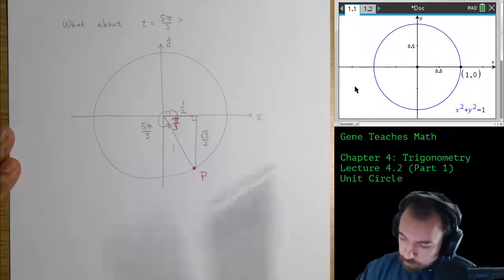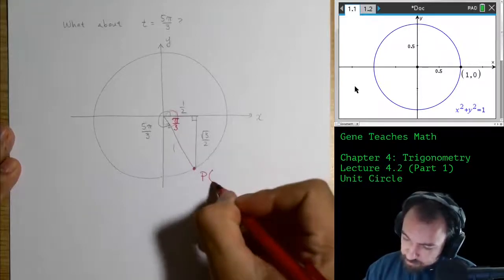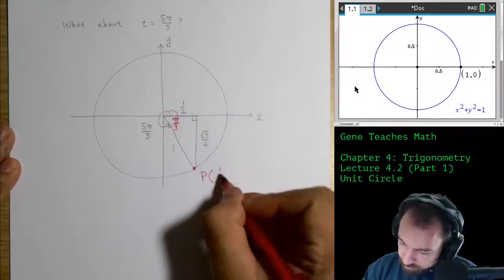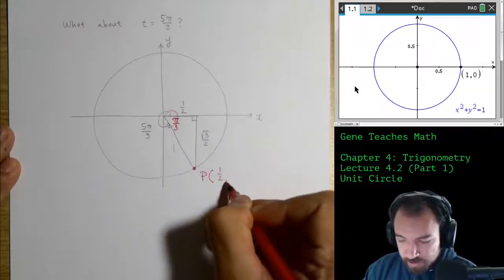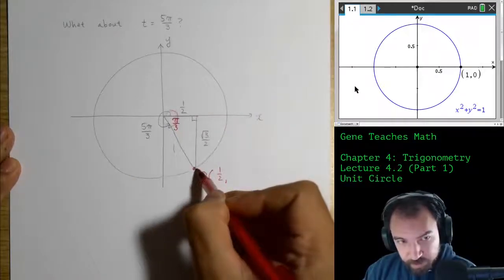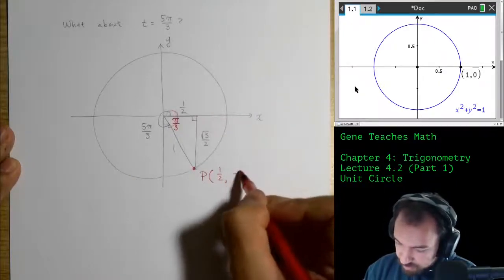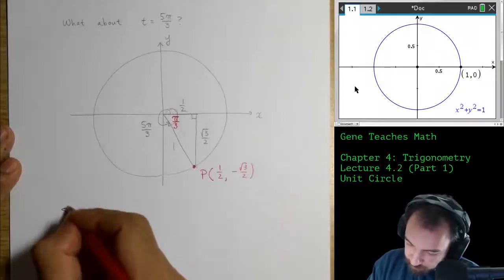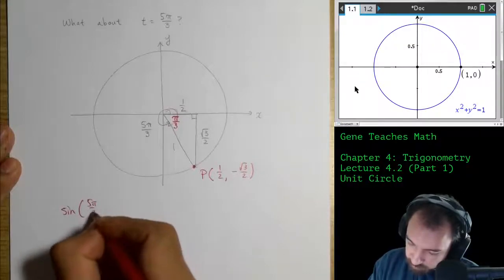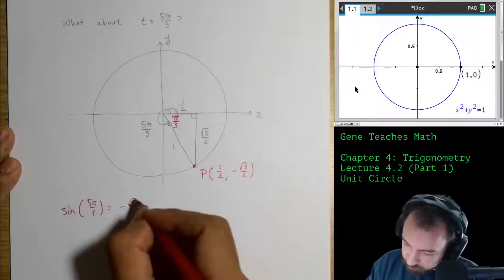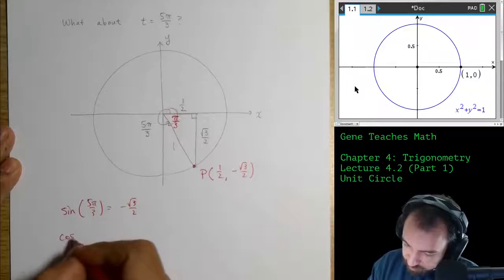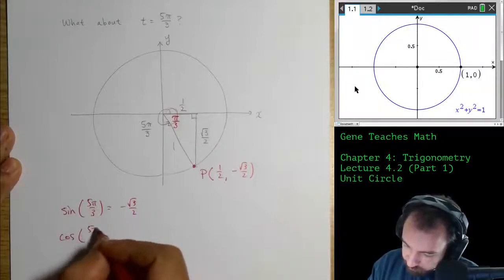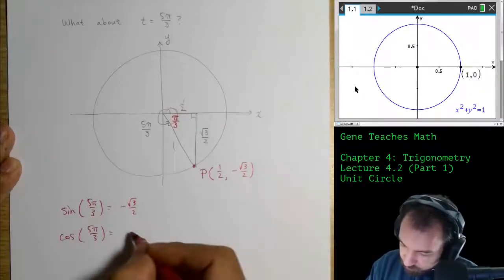Okay, so then we say this point has an x-coordinate of 1/2, and the y-coordinate is negative because this point is below the x-axis. So we would say this is negative root 3 over 2. And then we can quickly evaluate: sine of 5 pi over 3 is the y-coordinate, negative root 3 over 2. Cosine of 5 pi over 3 is the x-coordinate, 1/2.